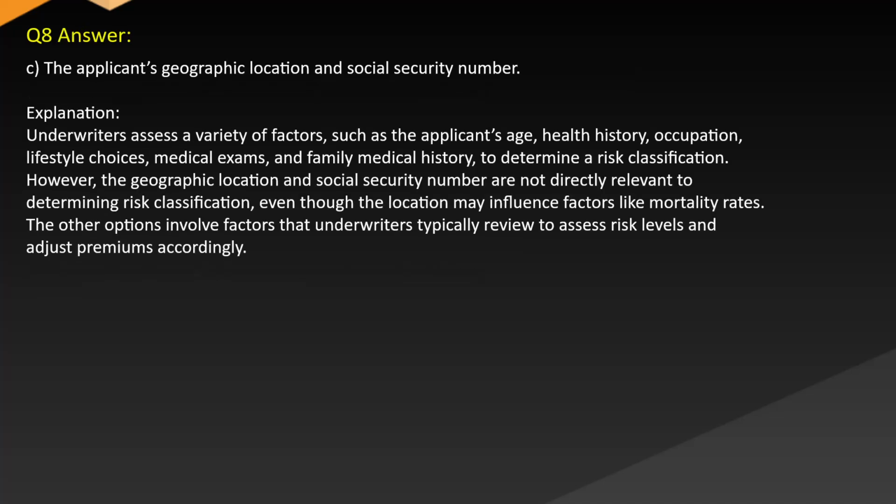Answer: C. The applicant's geographic location and social security number. Explanation: underwriters assess a variety of factors such as the applicant's age, health history, occupation, lifestyle choices, medical exams, and family medical history to determine risk classification. However, the geographic location and social security number are not directly relevant to determining risk classification, even though the location may influence factors like mortality rates. The other options involve factors that underwriters typically review to assess risk levels and adjust premiums accordingly.